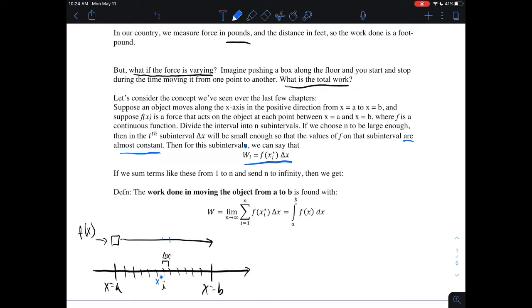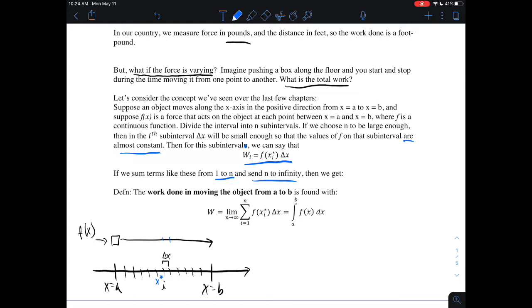So we sum the terms like these from 1 to n, and then send n to infinity, which is just an abbreviated way of saying the limit as n approaches infinity. Then when we put all of that together, we get the following definition. The work done in moving the object from point A to B is found with W equal to the limit as n approaches infinity of the Riemann sum, i equal 1 to n, of f of x sub i star times delta x. But we know from what we learned in chapter 5 that is the same thing as the integral from a to b of the function f of x dx.